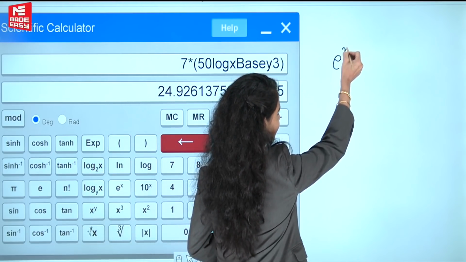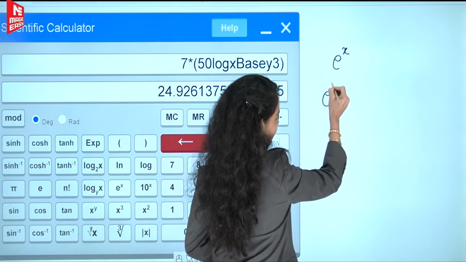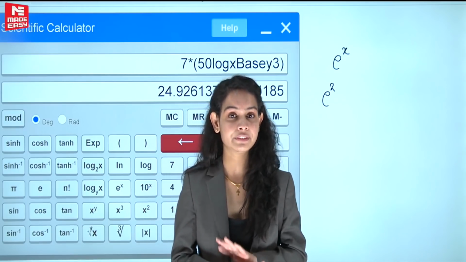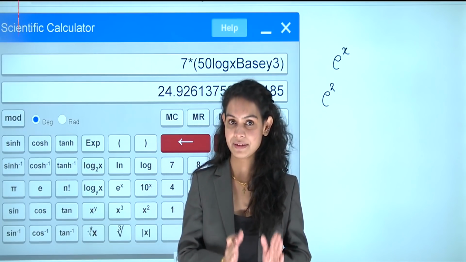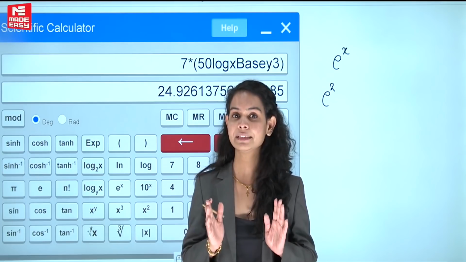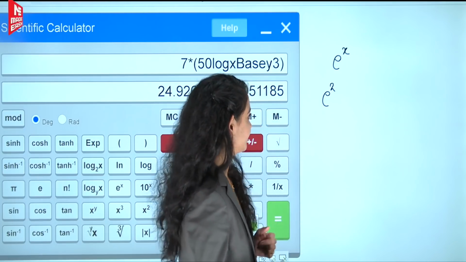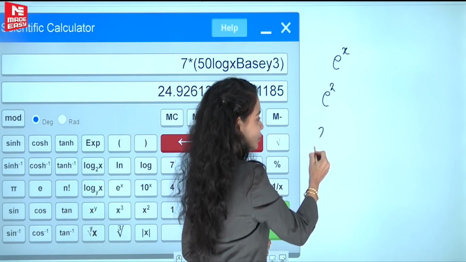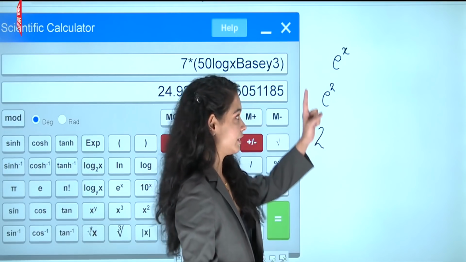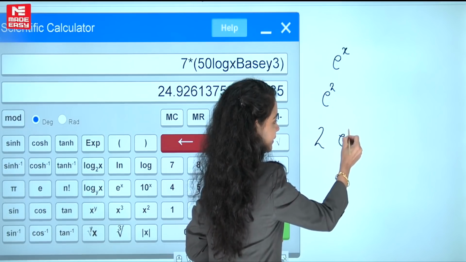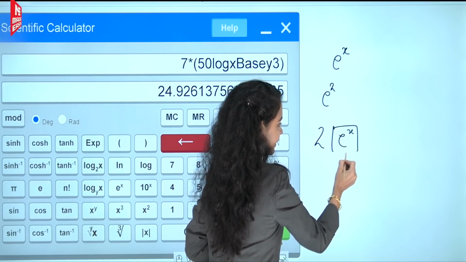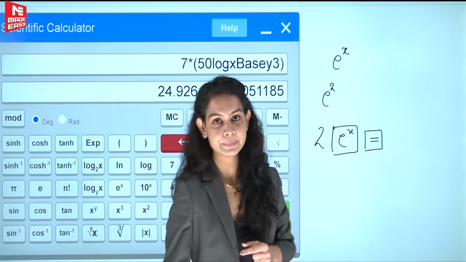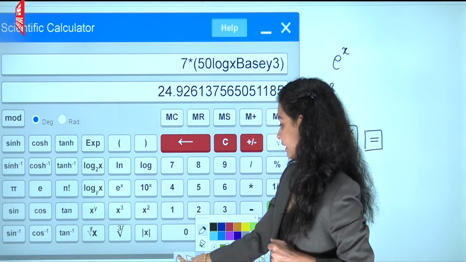To calculate e to the power of x, let's say we are calculating e square, e to the power of 2. Again, the algorithm will be the same. You have to enter the value of x first, then the function tab, and then press equal to. Similarly, we'll perform this also. The value of x here is 2. So first enter 2, then the function tab which is e to the power of x. Then we have to press the equal to button. Simple. Let's perform this on the virtual calculator.